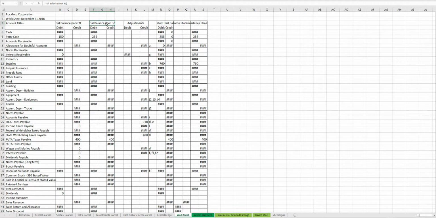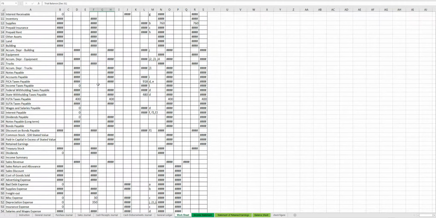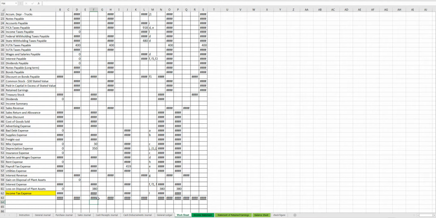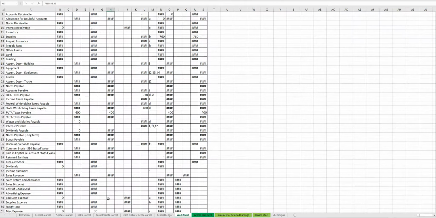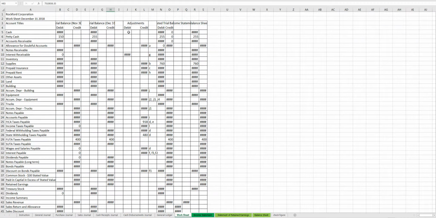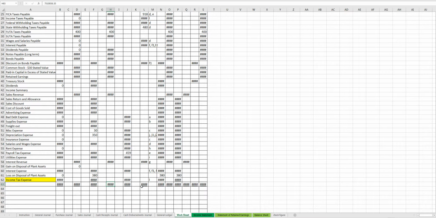But once we finish all the regular journal entries, we post all the numbers to the ledger. Then we will have this December 31st trial balance. Again, total debits equal total credits. And we post all the adjusting entries. Once we finish adjusting entries, we post numbers into the ledger. And for the adjusting columns, total debits equal total credits.